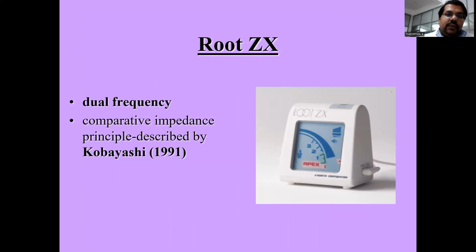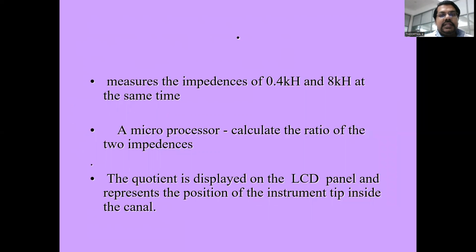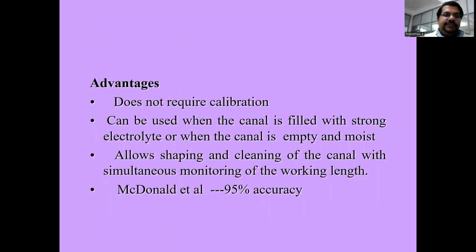Then came the dual frequency, which has now become the gold standard of apex locators and is used to compare any new apex locator in the market. It is the Root ZX by J. Morita. It uses the comparative impedance principle described by Kobayashi in 1991. It measures the impedance at 0.4 kHz and 8 kHz at the same time. A microprocessor calculates the ratio of the two impedances. The quotient is displayed on the LCD panel and represents the position of the instrument tip inside the canal.